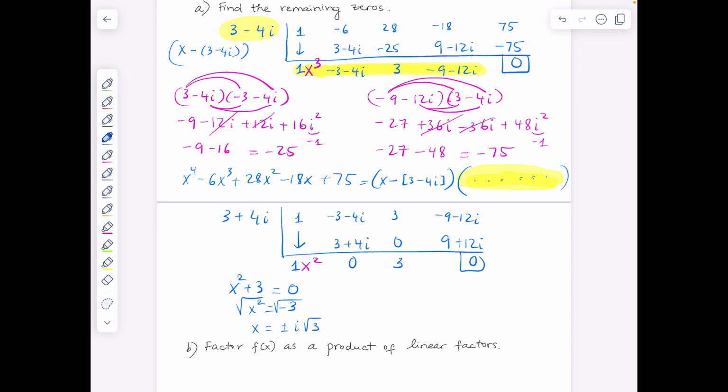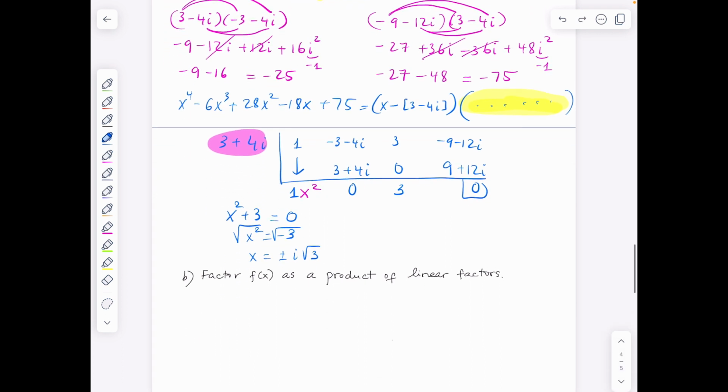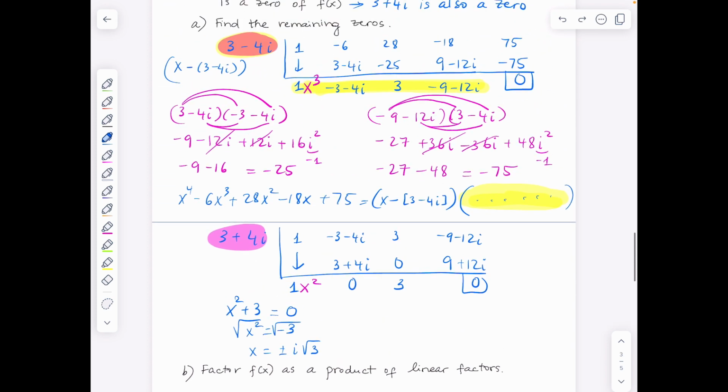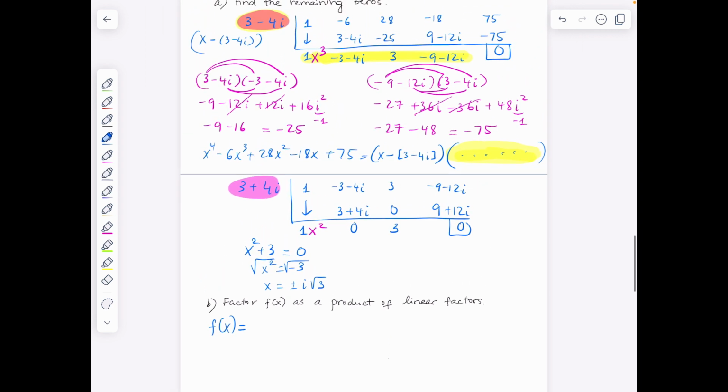So now we found all the zeros. The zeros are, let me highlight in pink, 3 minus 4i, 3 plus 4i, and then positive i square root of 3 and negative i square root of 3. So let's write all the factors as the product of linear factors for this function f here. So f of x at the end can be factored to the first corresponding 0 is x minus 3 minus 4i.